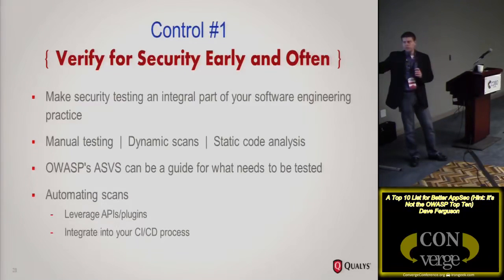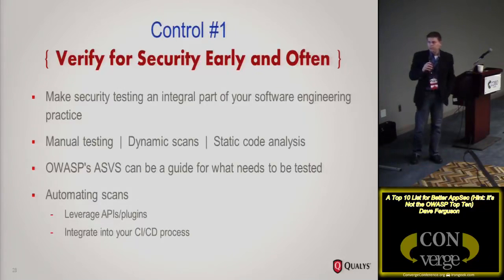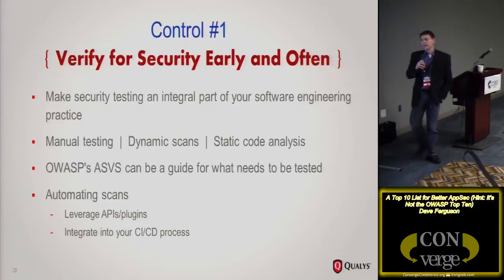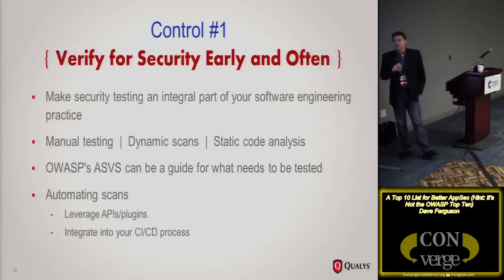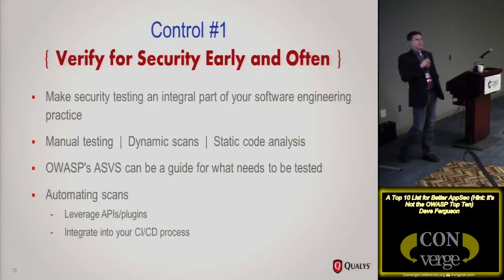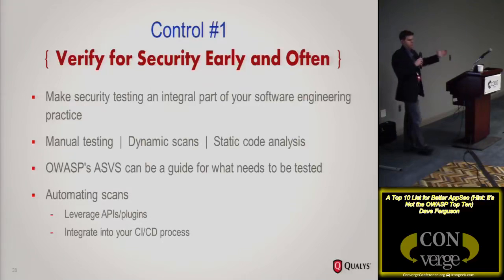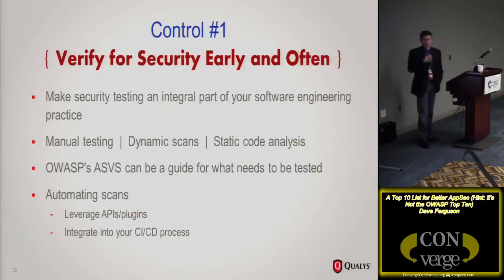As far as what to test for, OWASP has a guide called the Application Security Verification Standard, which is the ASVS. That's a really great document. Along with proactive controls, I highly recommend the ASVS. It's a guide for saying, what do you test? If you don't know what to test for, if you don't know what vulnerabilities I should know about, the ASVS has all of that for you. Really good document, works well with the proactive controls too.